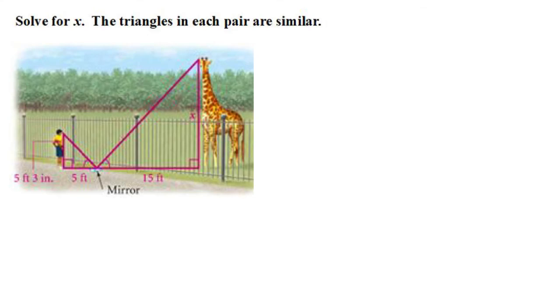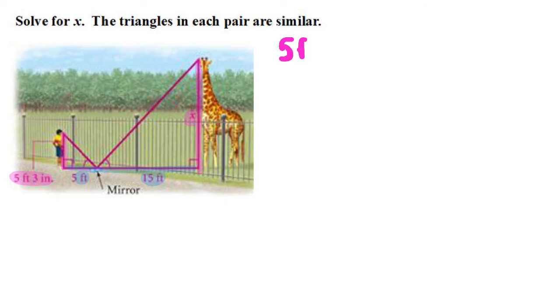Now in our next example, I can identify my corresponding sides. So I have that the 15 corresponds to the 5. And we also have that the giraffe's height of x corresponds to the person's height, which is 5 feet 3 inches. Now the issue is we are using feet and inches. We want to convert it either to all inches or all feet. Because we are typically more comfortable working in inches, I'm going to change everything to inches.